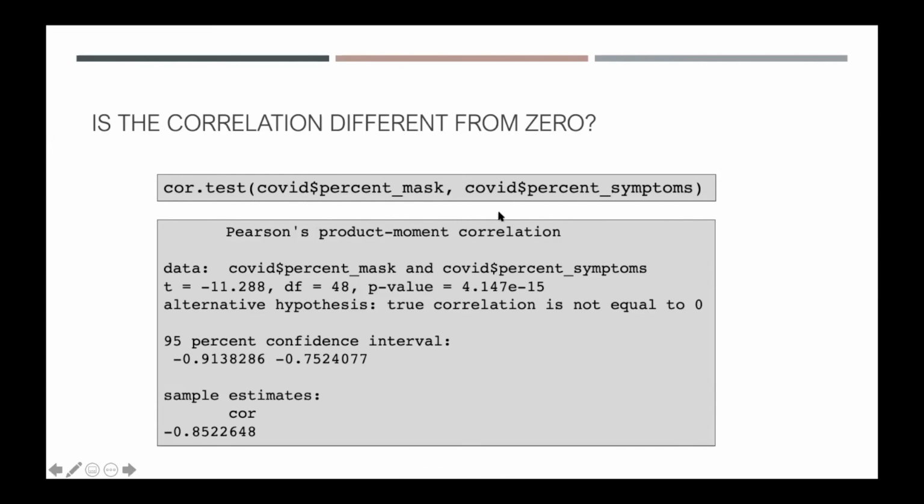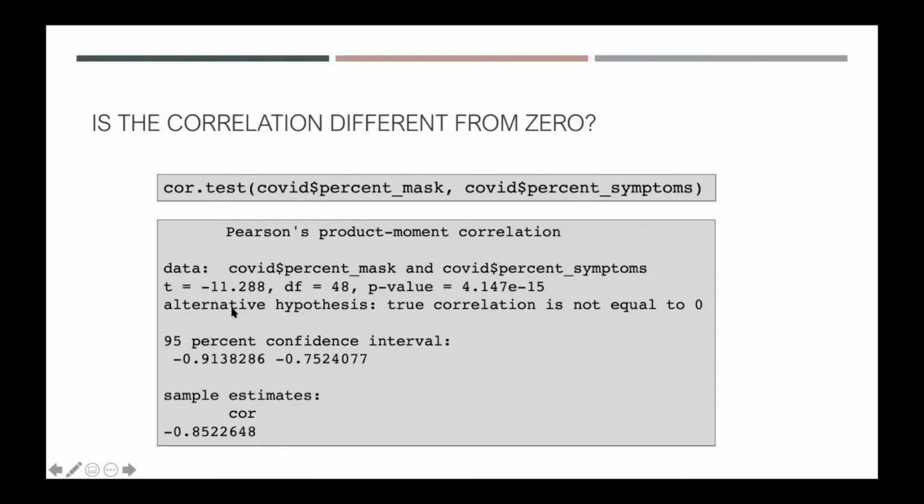We can use R to test whether our correlation is different from 0 using the cor.test function, where we simply specify the two variables within the parentheses. So in this example, my data frame is called COVID, one variable is called percent mask, and the other variable is called percent symptoms. And we can see that we get our estimate of the correlation coefficient, as well as 95% confidence intervals for this correlation coefficient.